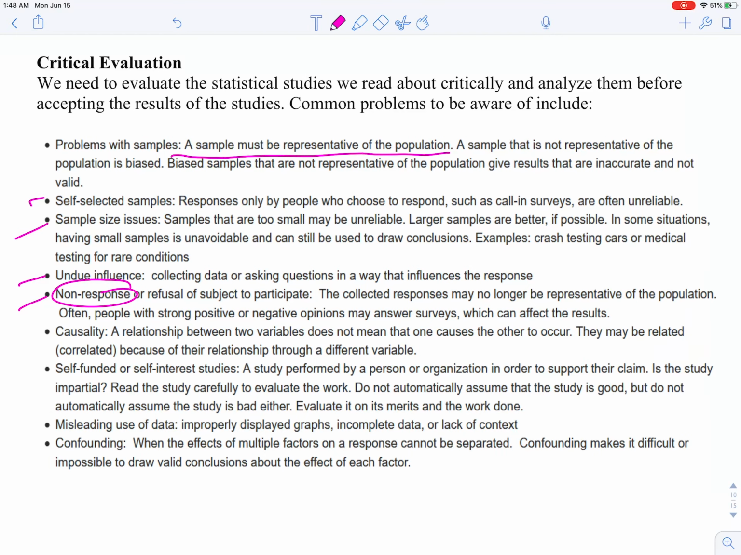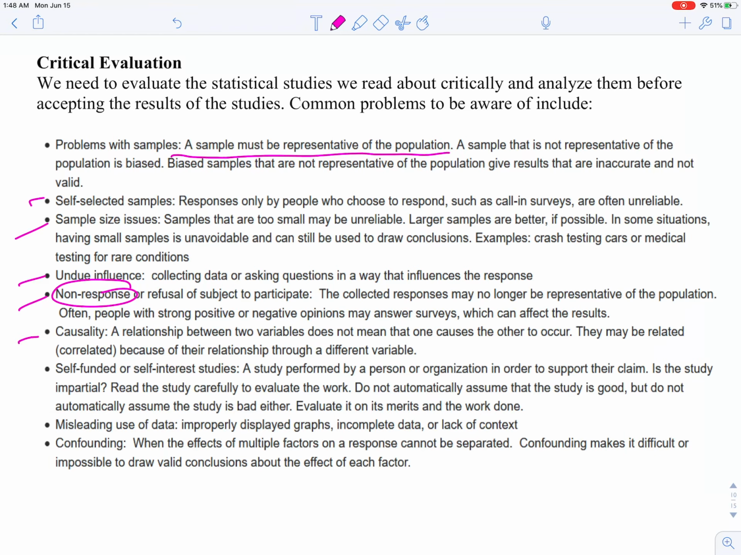Right? And what do most of us do? We'll probably just hang up or say no, thank you, or some of us may even curse at them or something, right? But the problem is they needed some data. They were counting on you. You didn't answer. You gave no response, so their data is now going to be skewed. All right, so the collected responses may no longer be representative of the population. Often people with strong positive or negative opinions may answer surveys as well, which can affect the results.